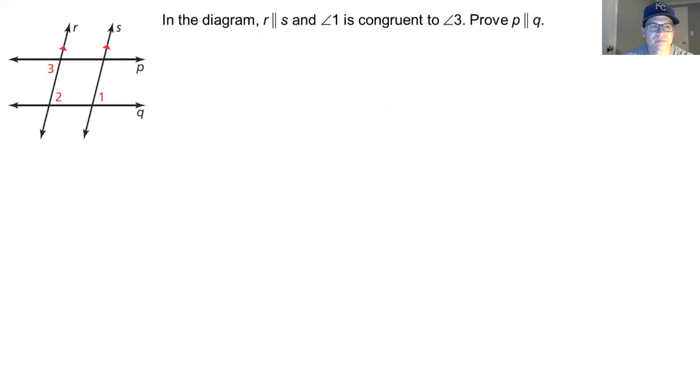So now let's look at the diagram with a couple different transversals but still looking at only one pair of parallel lines. The only thing that is marked in this diagram is line R is parallel to line S. We have to prove that P is parallel to Q. We don't know that it is because it's not marked that way on the diagram. So we're given that R is parallel to S and that 1 is congruent to 3.